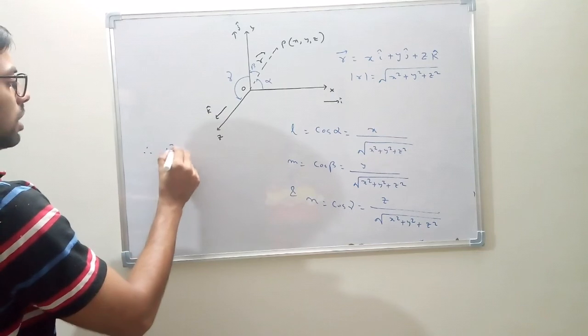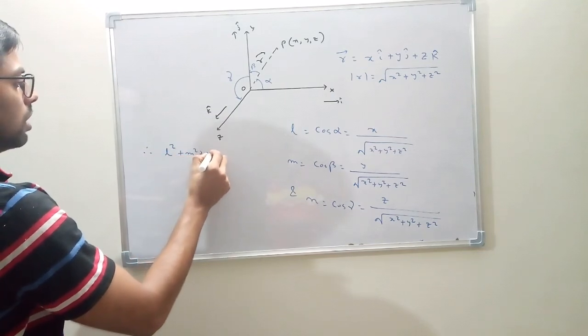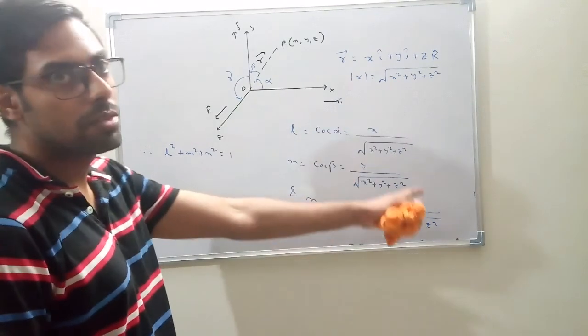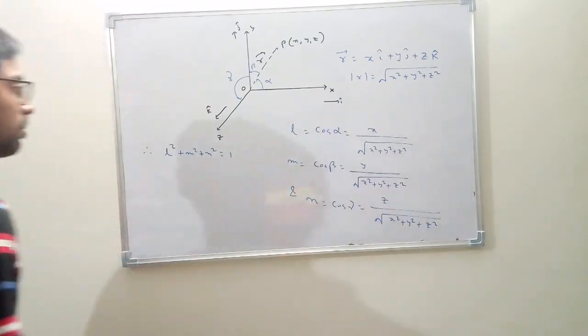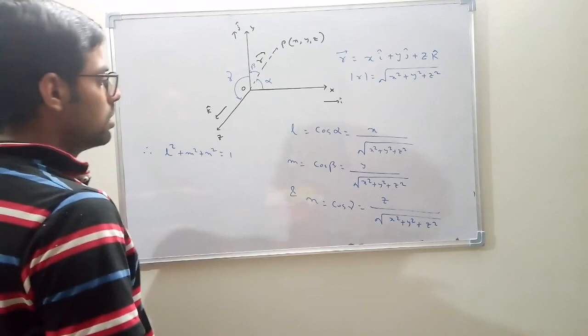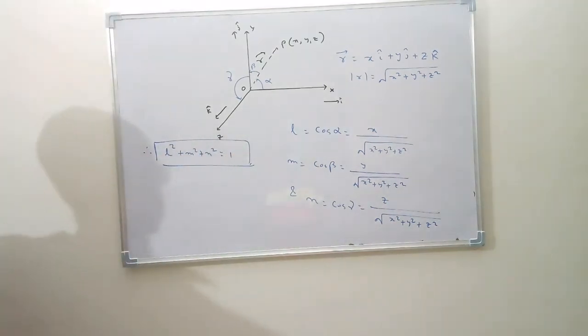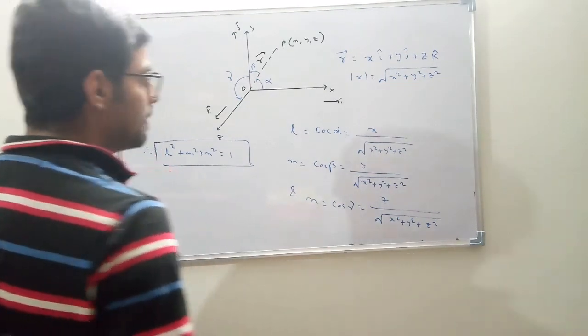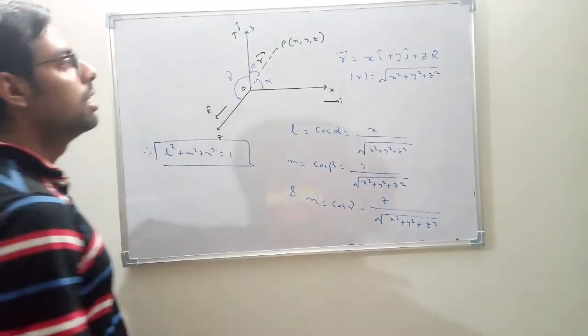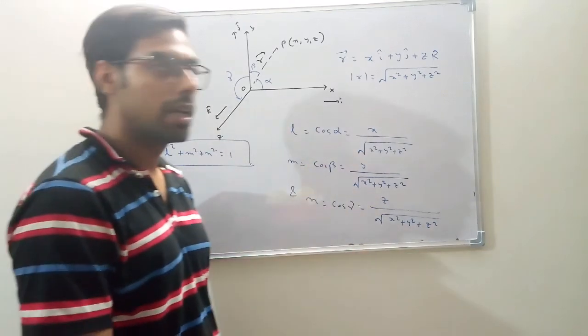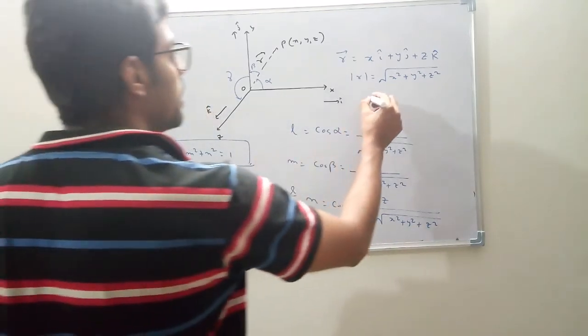Therefore we can write l square plus m square plus n square equal to 1, because in this case we have x square plus y square plus z square divided by x square plus y square plus z square, which becomes 1. Okay, this is the property of the direction cosines l, m and n.